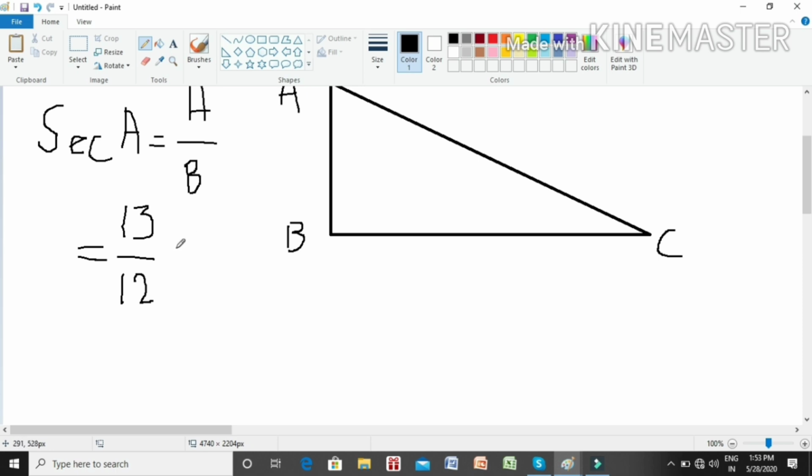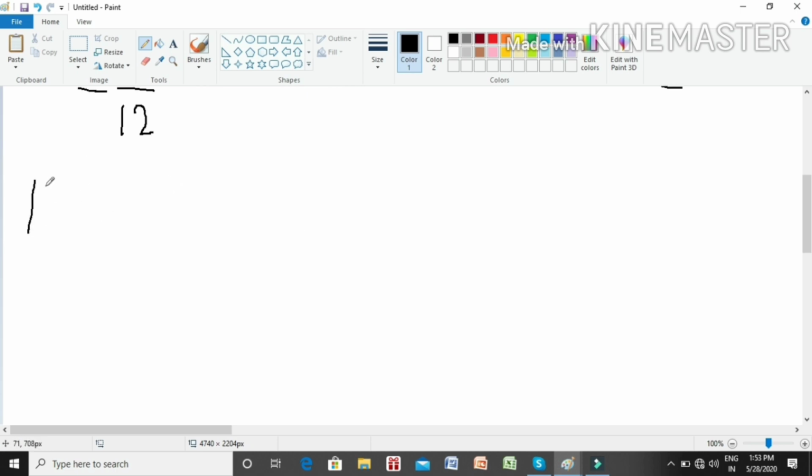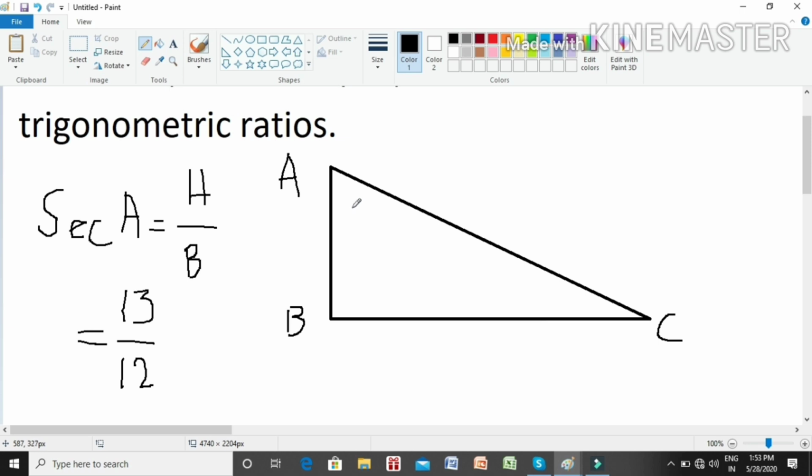So if we compare the ratios, we can directly say the hypotenuse will be equal to 13k and the base will be equal to 12k. Now let us represent here. As you can see, the hypotenuse here is 13k and the base here, since we are targeting this particular angle A, will be 12k.